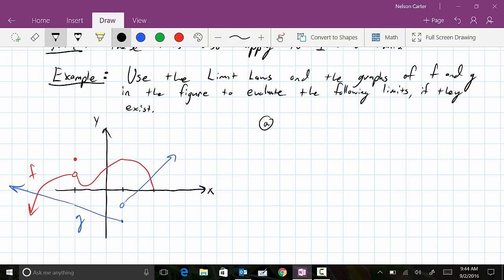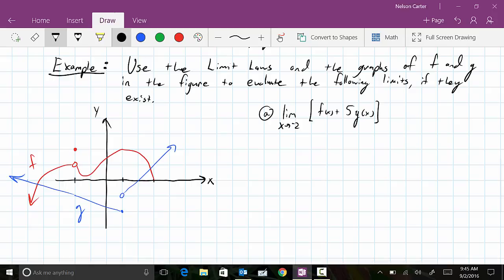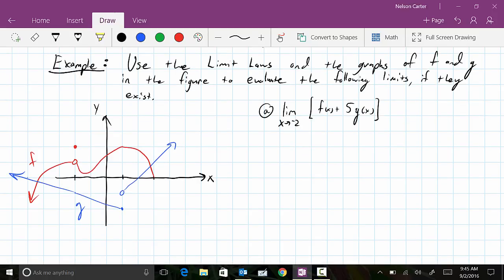Our first problem says, find the limit as x approaches -2 of f of x plus 5 times g of x. All right, now we can only use the limit laws if both of these limits exist. So here's a question that we need to ask ourselves.